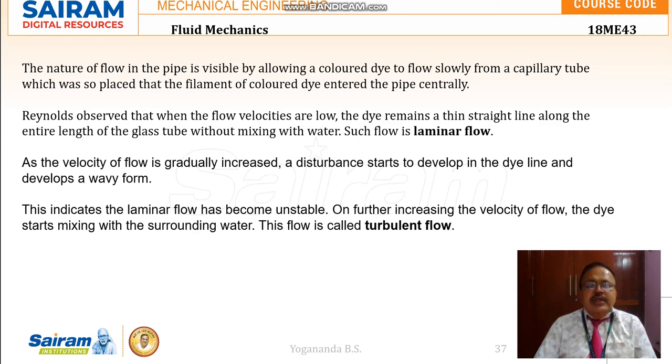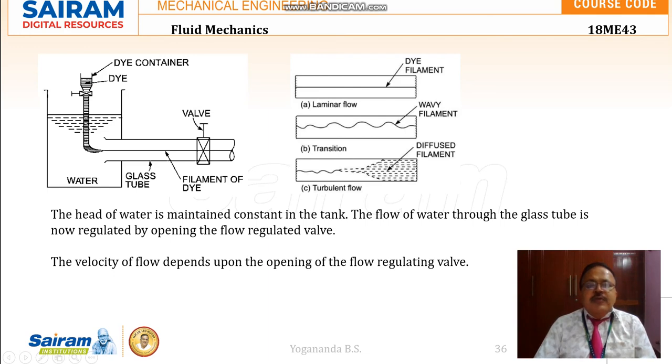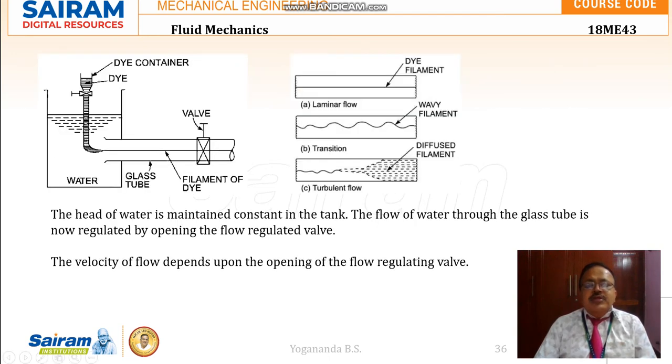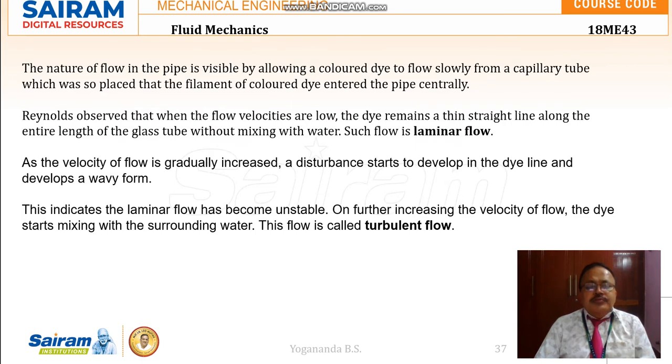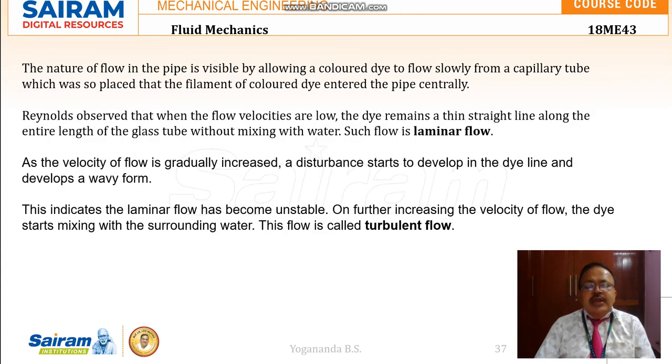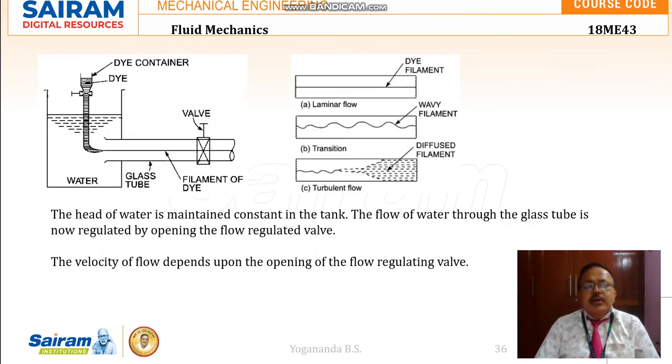As you gradually increase the flow velocity in the glass tube with this valve, a disturbance will start to develop in the dye line, and it forms a wavy filament. That is the indication that the laminar flow is transitioning to turbulent flow. This indicates that the laminar flow has become unstable. On further increasing the flow velocity, the dye starts mixing with the surrounding water. This indicates that the flow is turbulent. The diffused filament of the colored dye shows that the fluid flow in the glass tube becomes vigorous, and the colored dye mixes with the surrounding water.